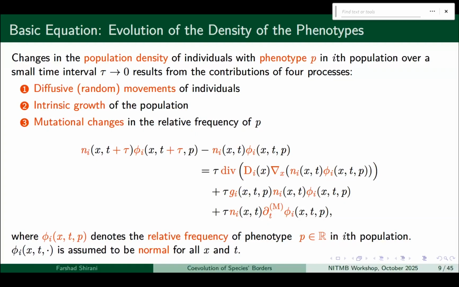And then we assume that the population density of the phenotype P, which is the density of the entire population denoted by n times the frequency of phenotype P given by phi, changes over a short time tau, dictated by three components. The first component is a diffusive movement, which models the random dispersal of the individuals. The second component is due to the intrinsic growth rate of the population. And the third component is due to mutational changes.